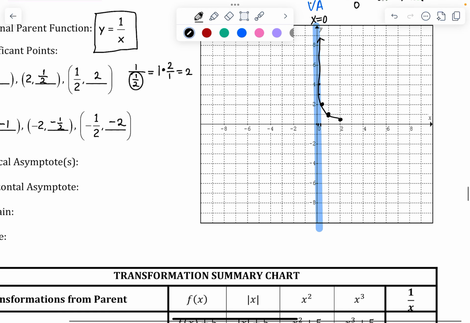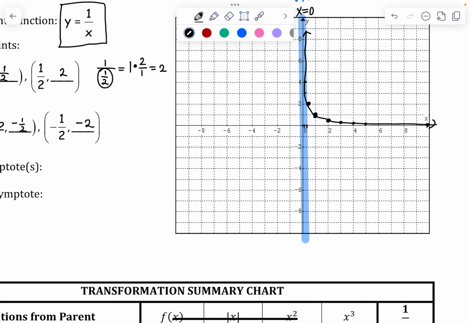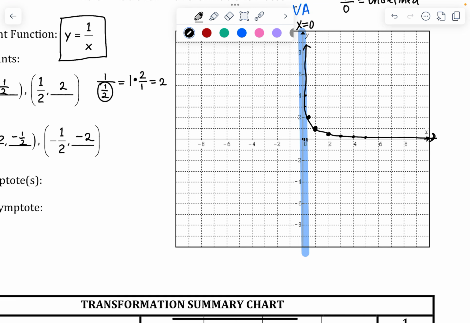And then as we plug in larger values, say if I plug in 3, I would get 1/3. If I plug in 4, I would get 1/4. 5, I would get 1/5. If I plug in 10, I get 1/10. So I'm getting infinitely close to the x-axis as well, but I can't plug in a number large enough. Even if I plug in 1,000,000, I'm still going to have 1 over 1,000,000. So you're never going to reach 0. And so we also have a horizontal asymptote at y equals 0.